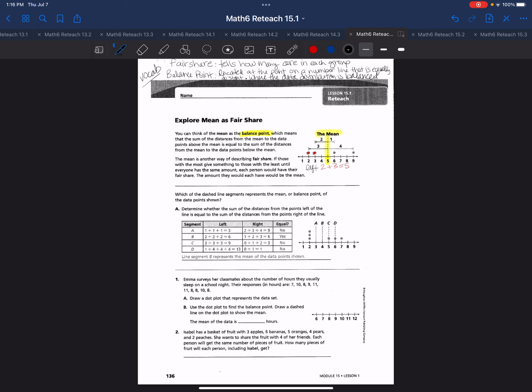Now let's look at the right. What do we have going on the right side? Again, we're measuring from the number 5. We have one dot on the 6, so that's 1 point away from 5. And then we have another point on the number 9, which is 4 points away from 5. If we add those up, we get 5. So you can tell that the mean is 5, and that's balanced because these two numbers are equally distant: there's 5 on the left and 5 on the right.